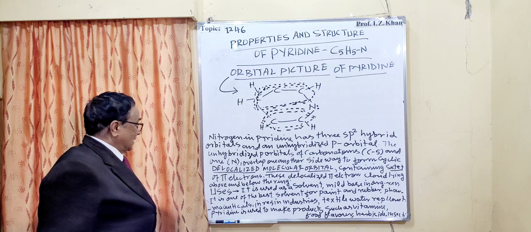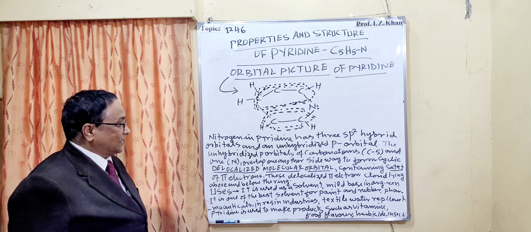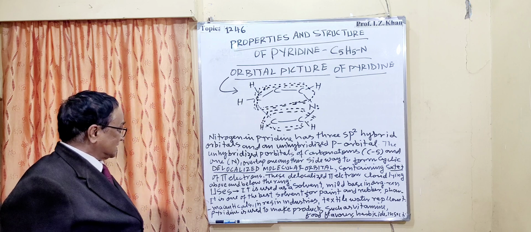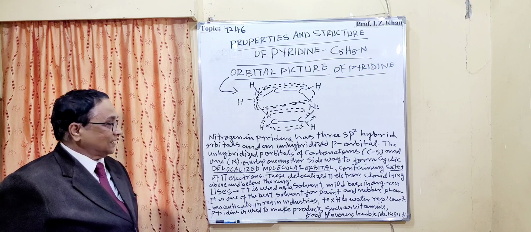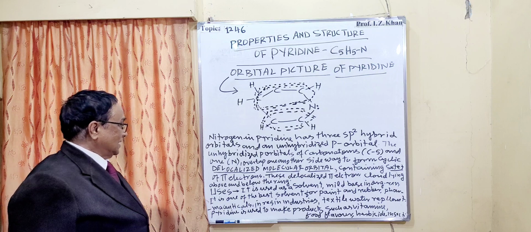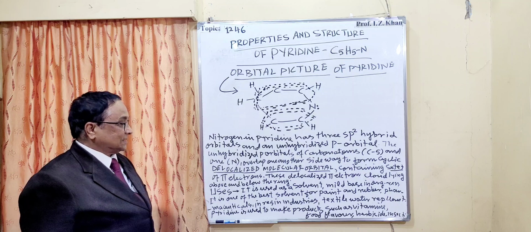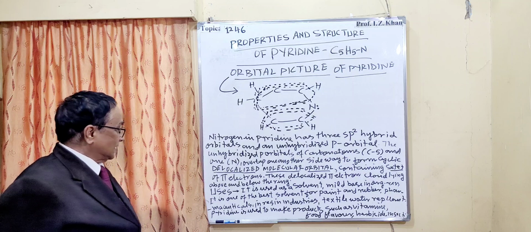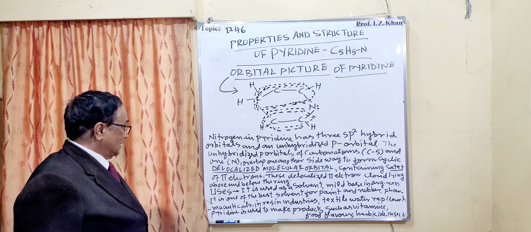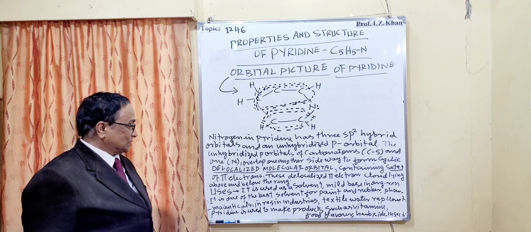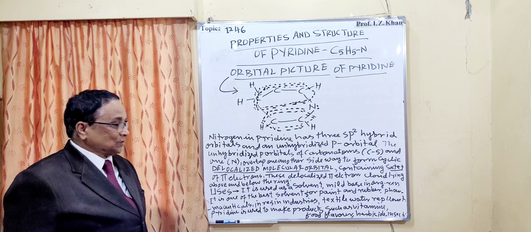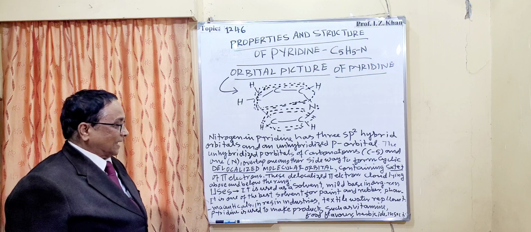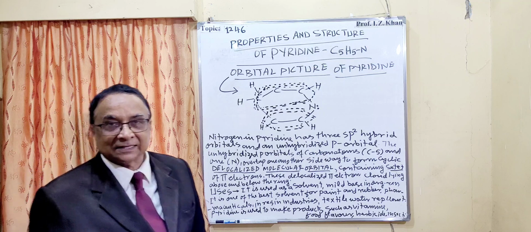So it is used as a solvent, a mild base in organic reactions. It is one of the best solvents for paint, rubber industries, pharmaceutical industries, resin industries, textile, water repellent, and also pyridine is used to make products such as vitamins. It is used in food flavoring, herbicide, and in insecticide.